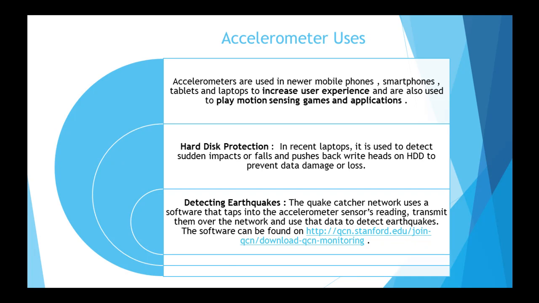It can also be used to detect earthquakes. The Quake Catcher Network uses a software that taps into the accelerometer sensor's readings, transmits them over the network, and uses that data to detect earthquakes.